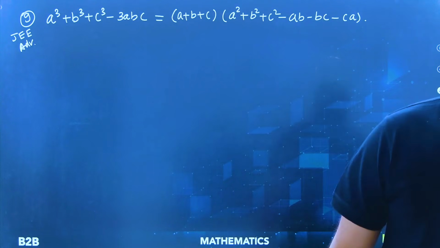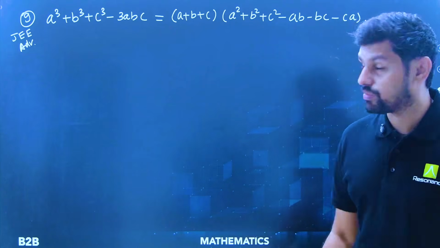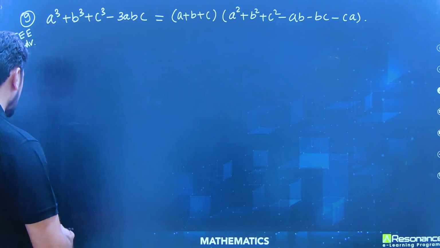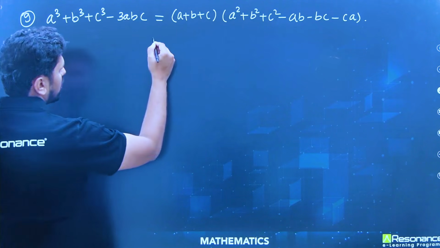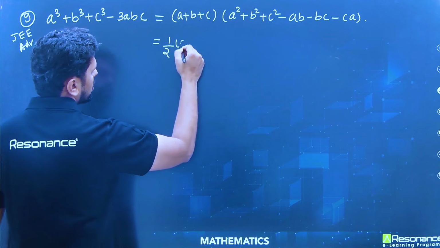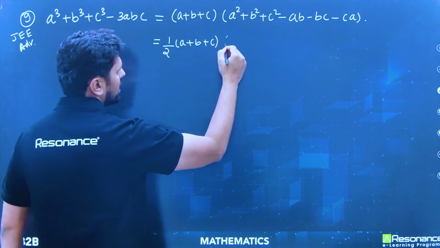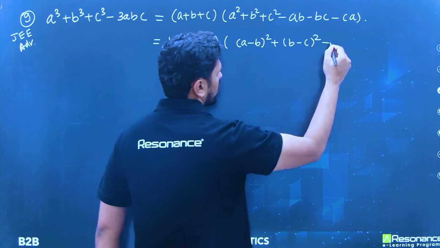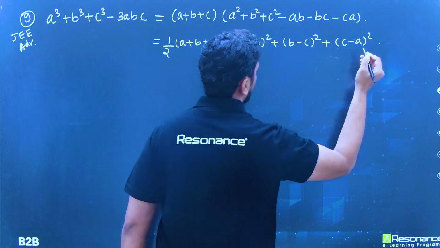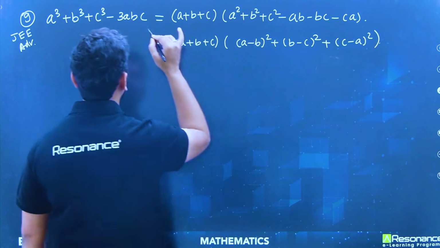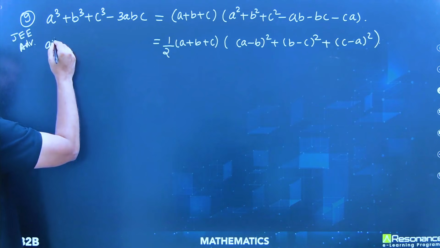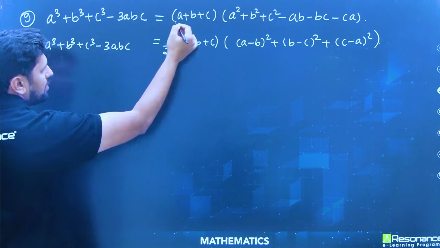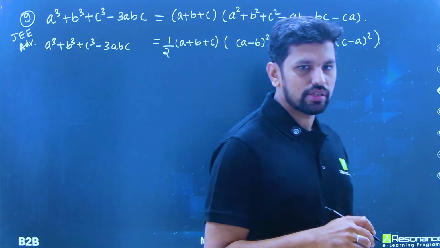Okay. What is your doubt here? I must have missed your message. Okay. So one more formula will be there. I will just derive that formula. Okay. So another formula is what? Half of (a plus b plus c) into [(a minus b) whole square plus (b minus c) whole square plus (c minus a) whole square]. So we are having two formulas for this. Okay. A cube plus b cube plus c cube minus 3abc can be written in this format also.